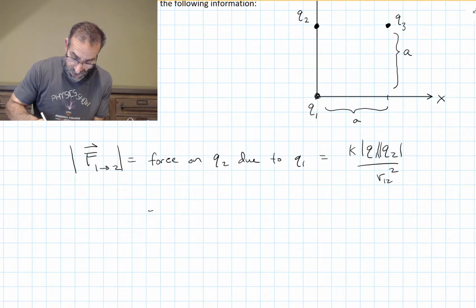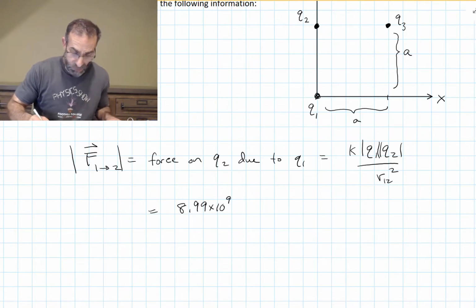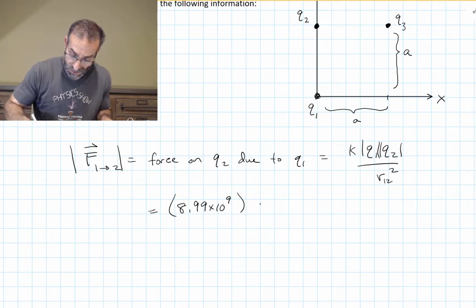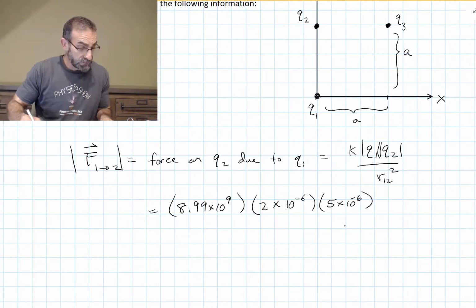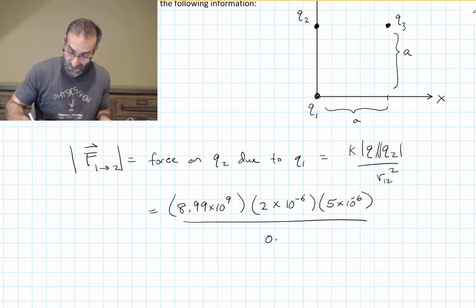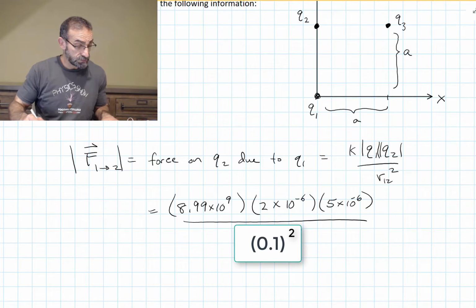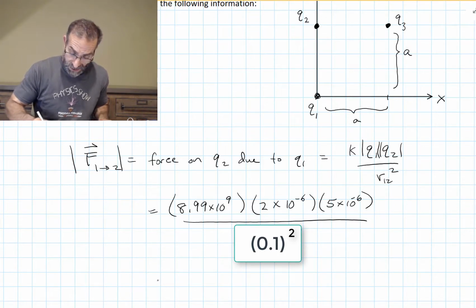Let's plug in our numbers. K, 8.99 times 10 to the 9th. Q2, 2 times 10 to the minus 6 coulombs. Q1, 5 times 10 to the minus 6 coulombs. And the distance between them, 0.1 meters squared. So when we plug in all these numbers, we get 8.99 newtons.